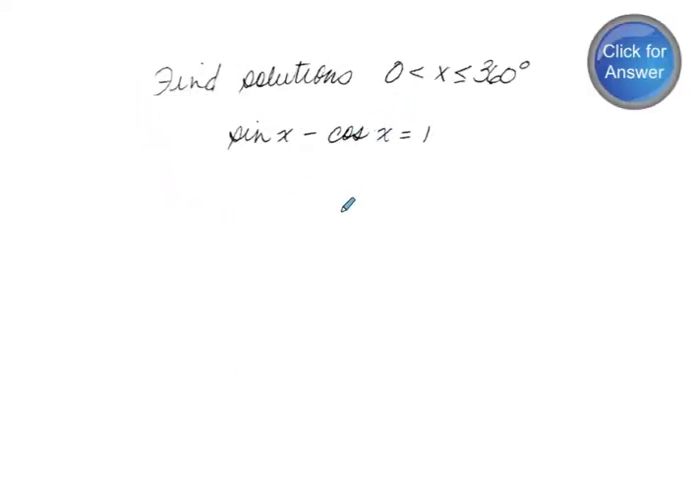Okay, now we're going to do this problem. It's a little bit different again. We don't know any identities for sine of x minus cosine of x. So we're going to have to change things around a little bit in order to solve that.